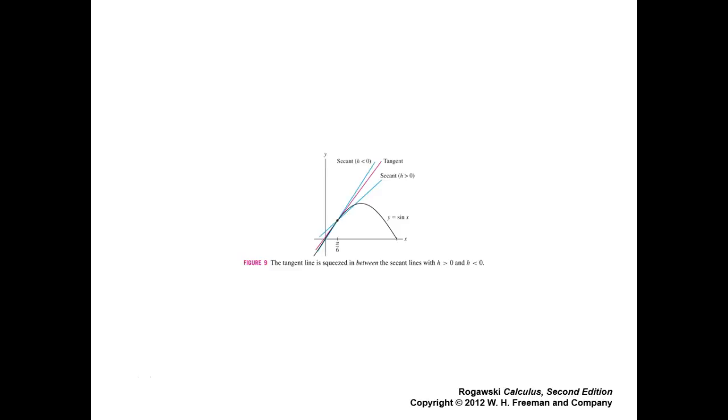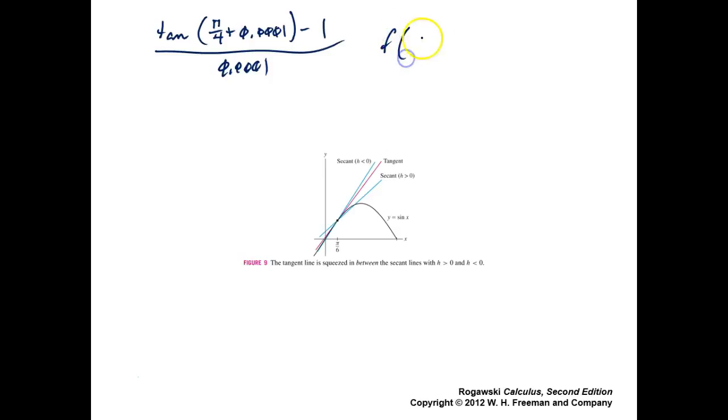Okay, now, let's go to 4. Which derivative is approximated by this? The tangent of pi fourths plus 0.0001 minus 1 over 0.0001. What derivative do you think that is?